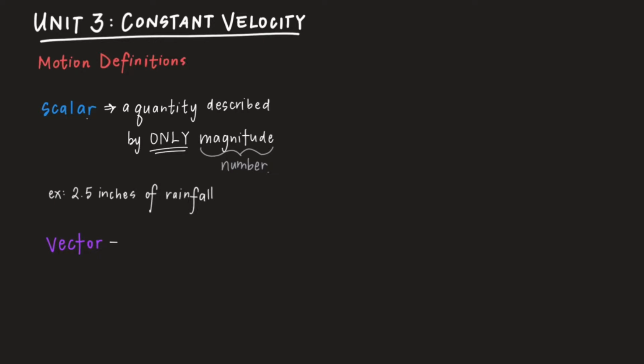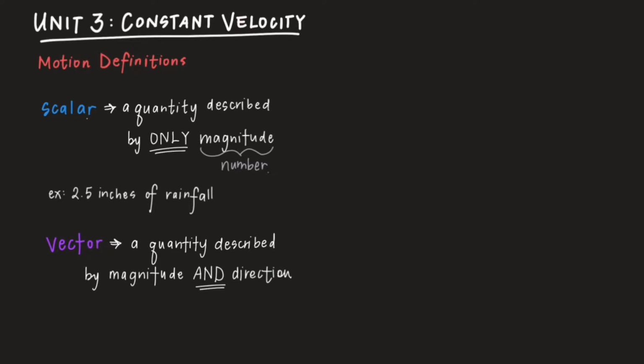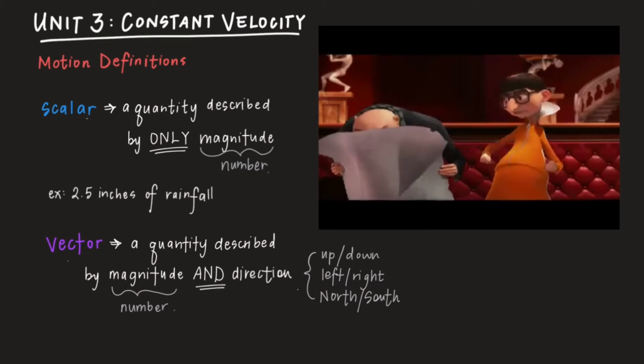A vector is a little bit different. A vector is a quantity that's described by magnitude and direction. Once again, we have that magnitude term, which means the number. So a vector is a number, but it also has a direction. What does that mean? Well, it's a number that's pointing up or down, or left or right, or north and south, like actual directions. To better illustrate this idea of a vector that has magnitude, or a number, and direction, I've got a short little video for us that you might remember.